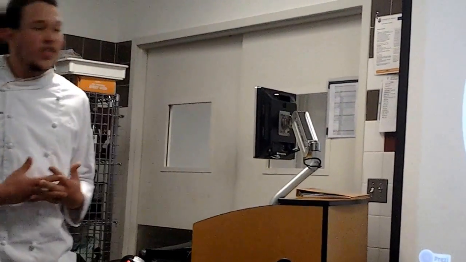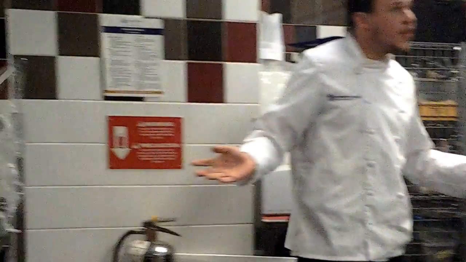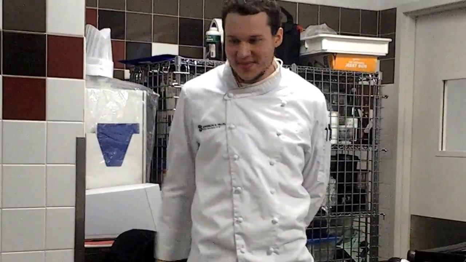Now, as for the texture and the flavor, obviously we cook for a reason. During the cooking process, moisture evaporates and the food tissue breaks down and the proteins coagulate. Now, if you look under here, coagulate, just in case you guys don't know, is a change from a liquid or semi-liquid into a more drier or solid state. Anybody have any examples of what might coagulate off the top of your head?